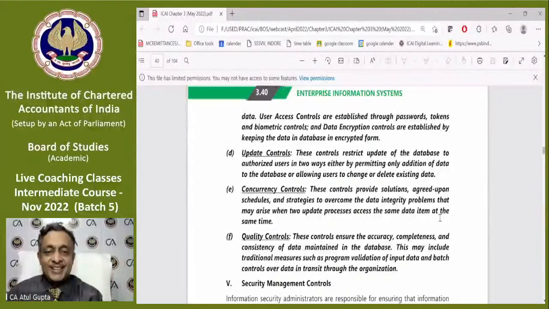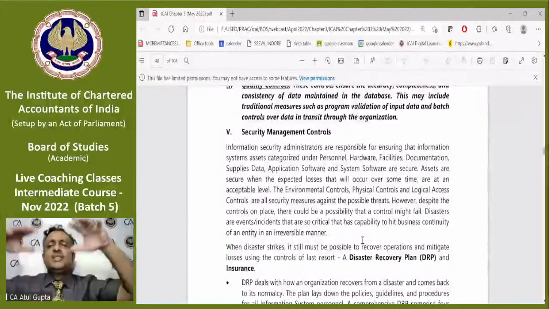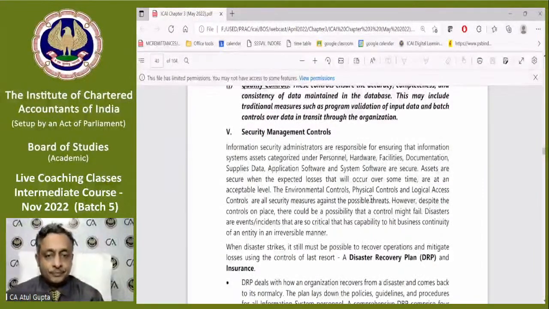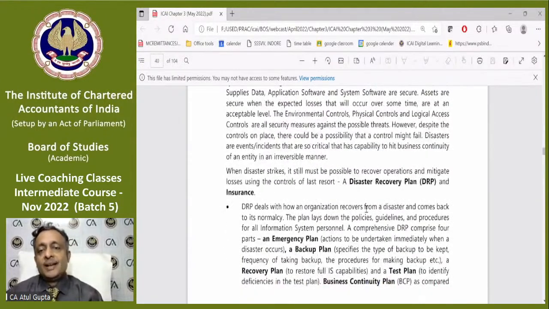Okay. So update controls, concurrency, and quality control. Let us go to the next topic. Security management control. Now the system is created, security has to be created. So when you talk of creating security in the system, it includes disaster recovery plan and insurance.